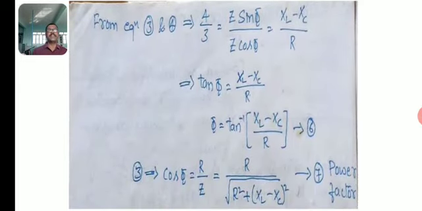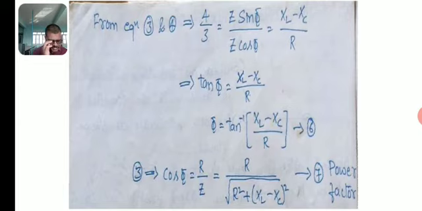From equations 3 and 4, let us take 4 by 3, which is Z sin phi by Z cos phi, equal to (XL minus XC) by R. Then tan phi is equal to (XL minus XC) by R. Then phi is equal to tan inverse of (XL minus XC) by R. Let this be equation number 6.